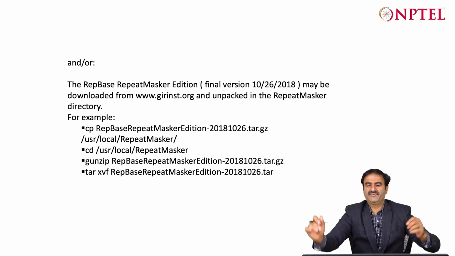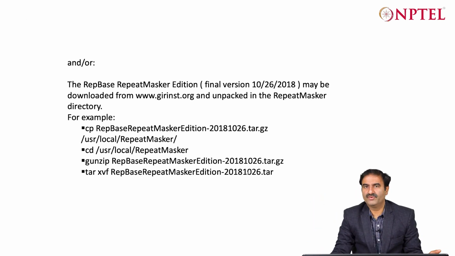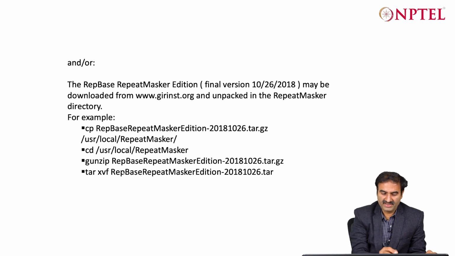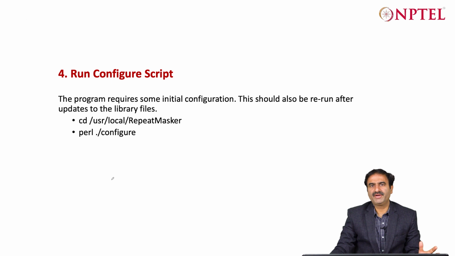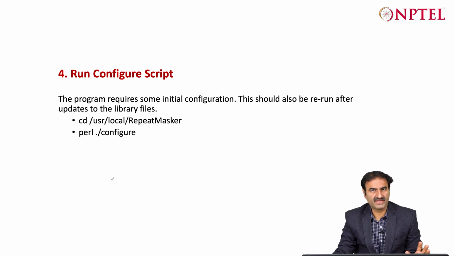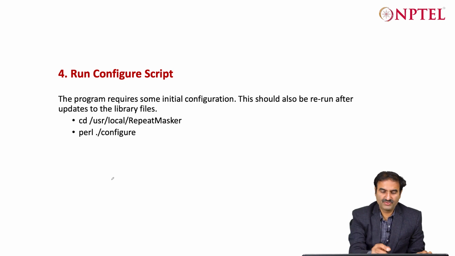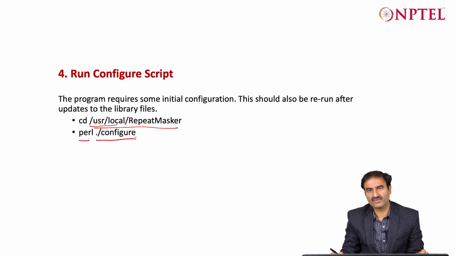And then RepBase, which you can also download and keep in the same path, right. The same steps apply: unzip and untar it. Basically I'm not going into the details of this installation because we have already covered that in the previous classes. Then for installing, you go to the RepeatMasker path, change directory, and then run perl ./configure. So it will configure the program for your system and basically install it.